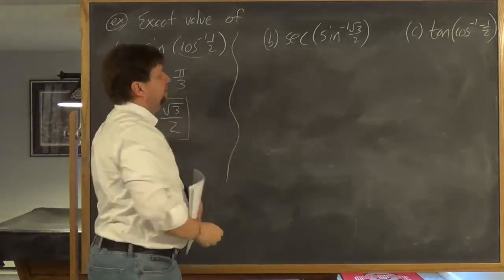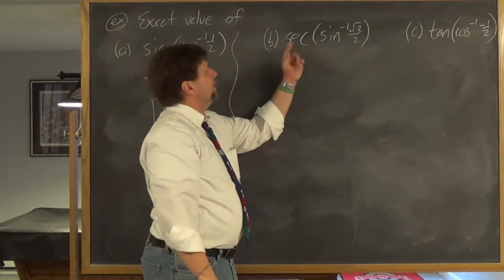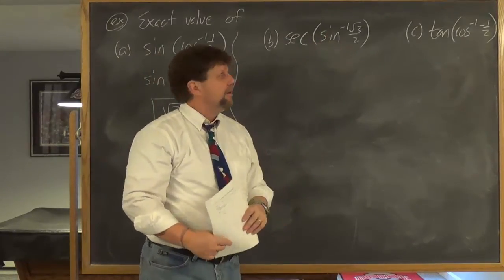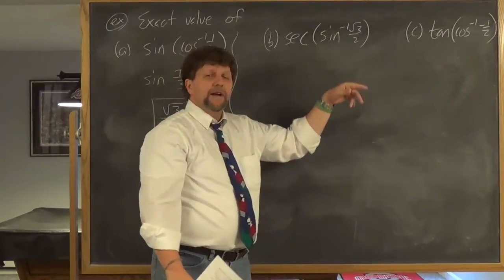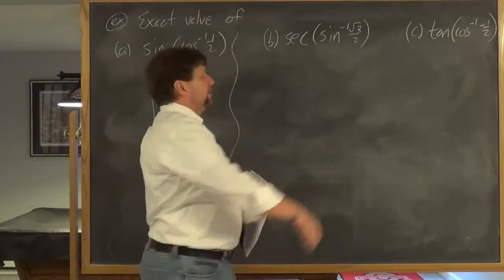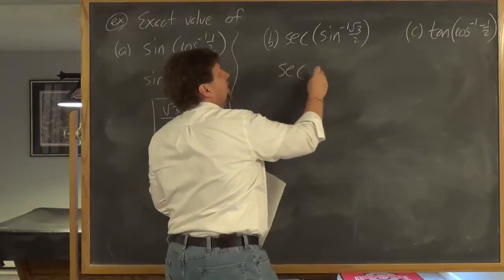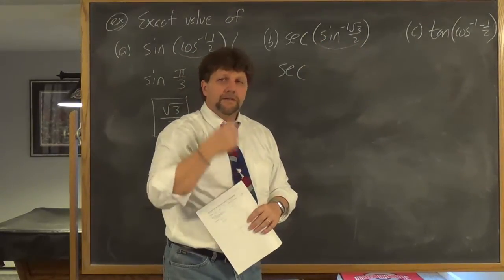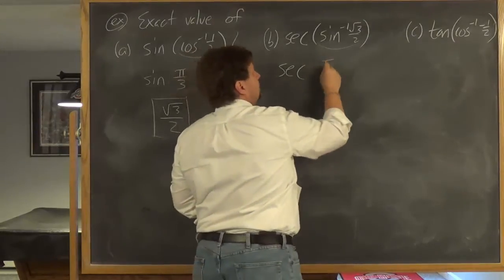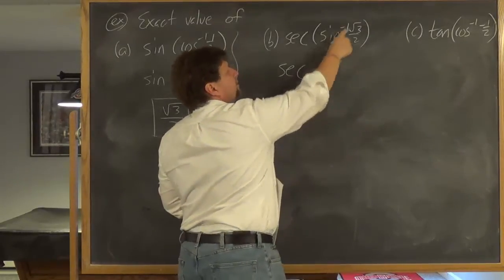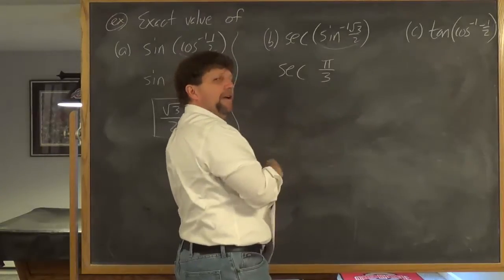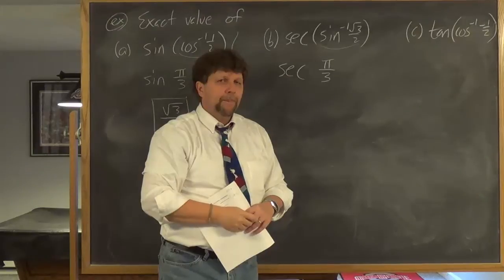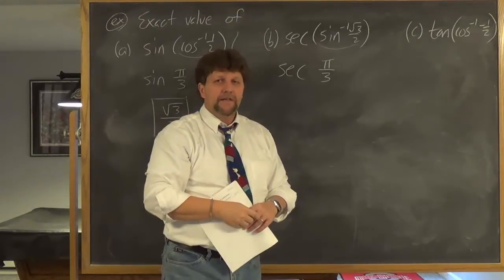Let's look at what I have up here for b. The secant of inverse sine square root 3 over 2. Well, we know inverse sine is finding an angle on the right half of the unit circle, and we should know that the inverse sine of square root 3 over 2 is pi over 3. So inverse sine of square root 3 over 2 is pi over 3. What is the secant of pi over 3? Well, honestly, I don't know what that is off the top of my head.